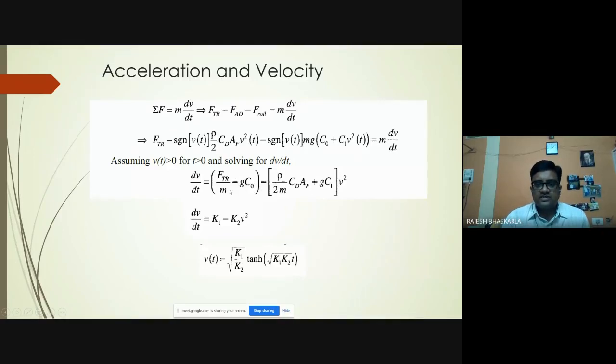So now in this, FTR by M minus G C0 is considered as K1, and this value rho by 2M CD AF plus G C1 is considered as K2. Then this equation becomes dv by dt is equal to K1 minus K2 V square. You must remember this equation, because in order to find the velocity value, we have to know dv by dt. This is a differential equation, and if you solve it, then we can calculate the velocity v of t, where K1 is FTR by M minus GC0, and K2 is rho by 2M CD AF plus GC1.